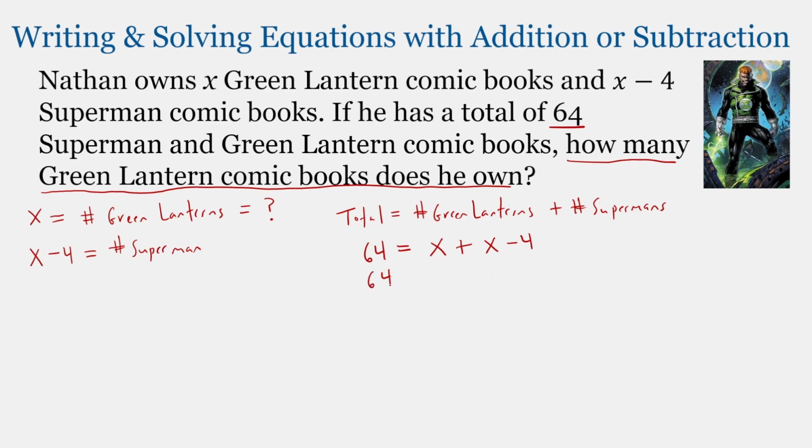We can simplify down the right side. We have x plus x, so that's 2x minus 4. So now we'll solve this equation. We'll add 4 to both sides. We get 68 equal to 2x. Then dividing both sides by 2, we get x equal to 34. So our answer is Nathan has 34 Green Lantern comic books.